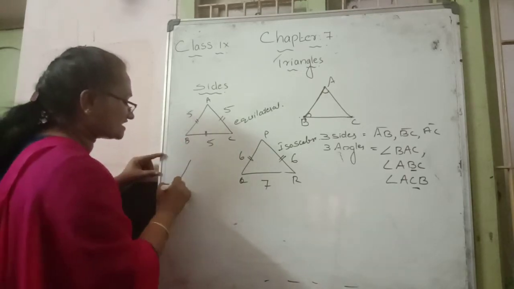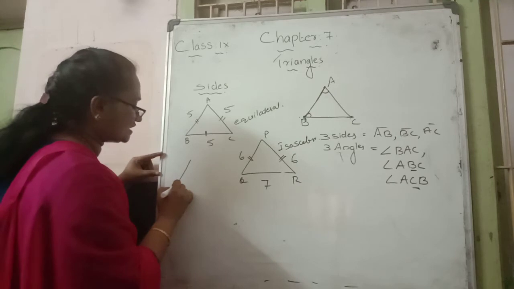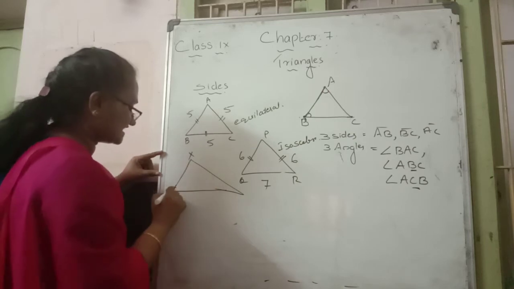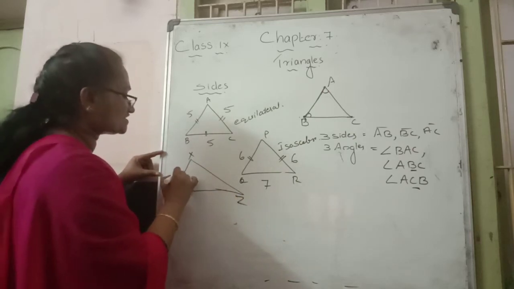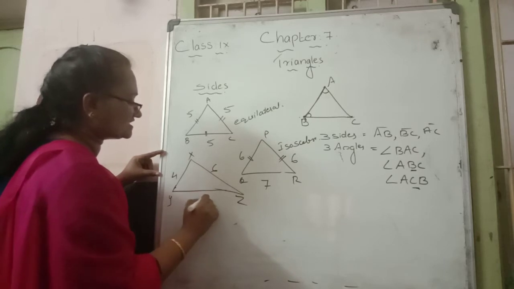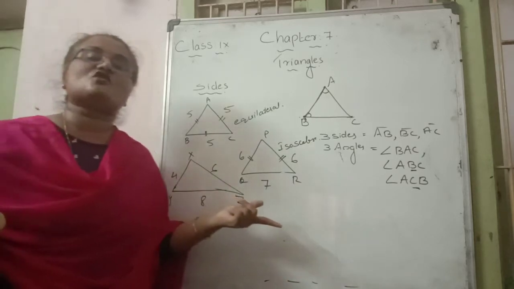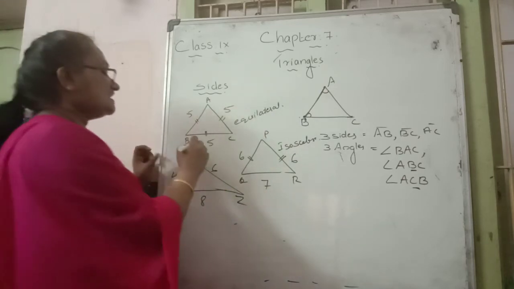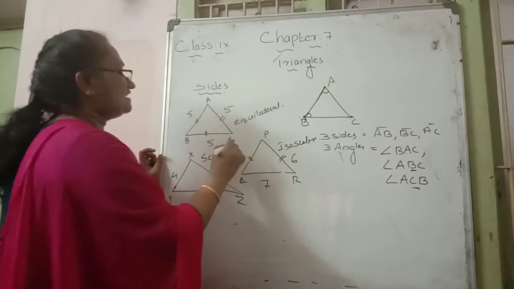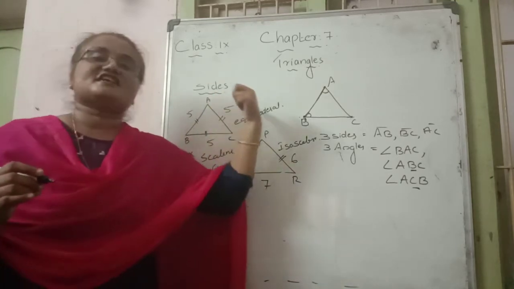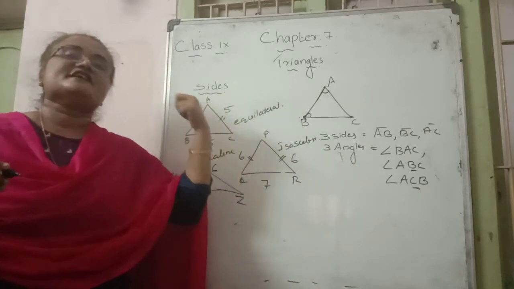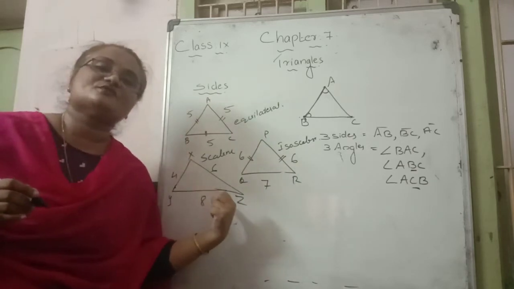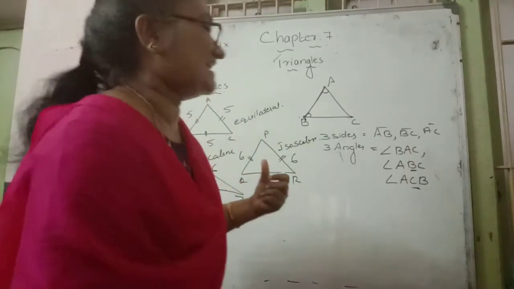The next triangle is called a scalene triangle. Scalene triangle means each side has a different measurement. For example, triangle XYZ: here 4 centimeter, here 6, here 8 centimeter. In this way, all three side measurements are different. Such a triangle we call a scalene triangle. So if all sides are equal, it is an equilateral triangle. If any two sides are equal, it is an isosceles triangle. If all sides have different measurements, it is a scalene triangle.